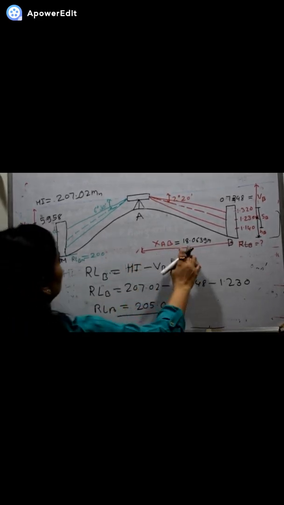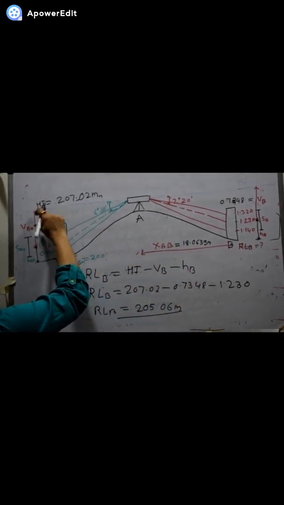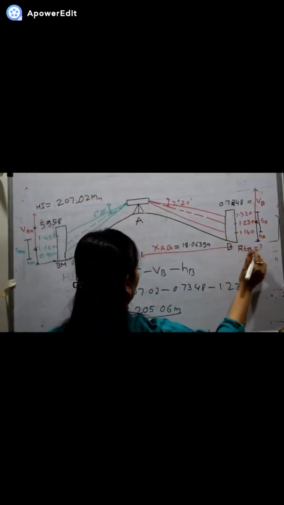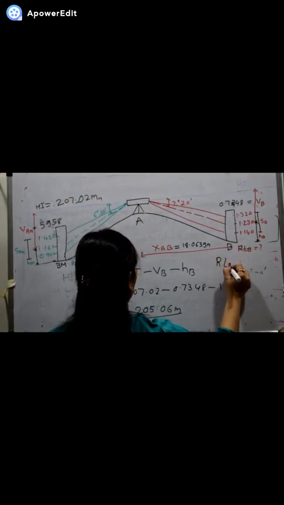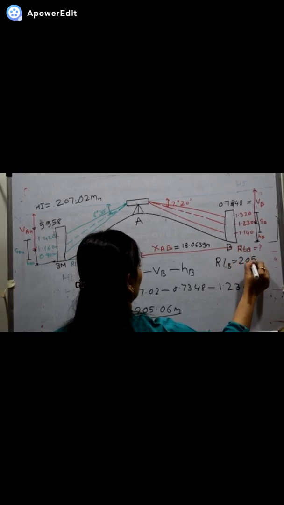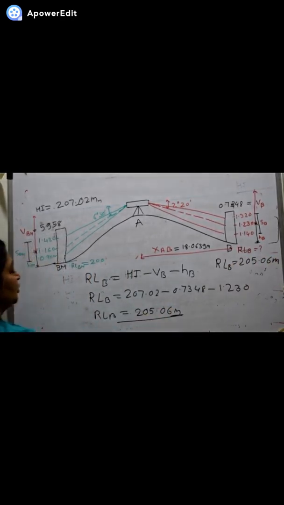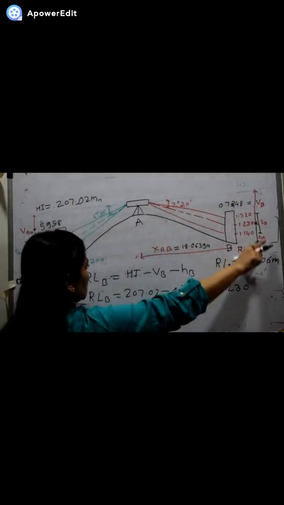We have calculated the horizontal distance, we have calculated the V of BM, height of instrument, VB, and then we have reached to the RL of B. The value of RL of B is equal to 205.06 meter. Compulsorily you have to write the unit for each as they have given in the problem. The figure plays an important role when you solve this problem. Such type of problem comes for 10 marks in your end semester exam. Thank you.